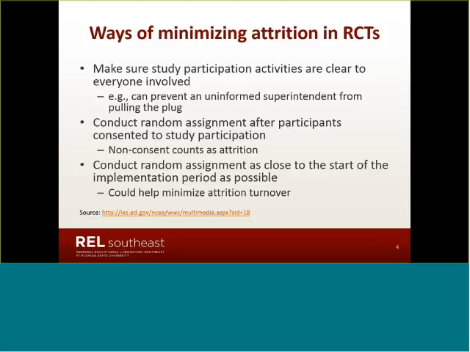baseline teacher sample would need to include all the teachers who were in the schools before the random assignment results were provided. So it would have to include the teachers that were in the schools around May or June. But between May and June, there could be a lot of teacher turnover, or teachers could move to a different school, and all of that turnover counts as attrition and against your study rating. So conducting the random assignment as close to the start of the implementation period as possible can be helpful. Knowing that sometimes it's not possible, these are just suggestions for doing whatever you can to minimize attrition in your RCT.